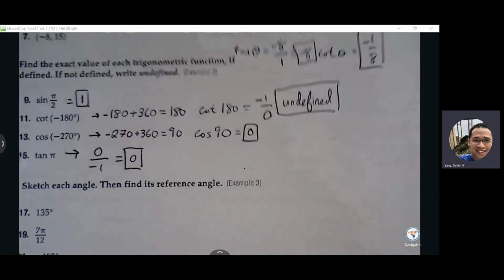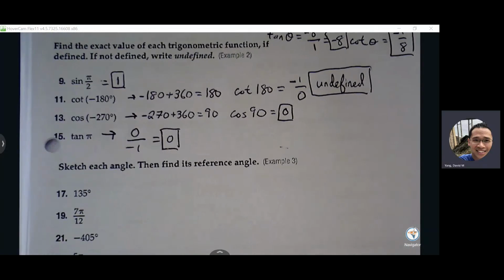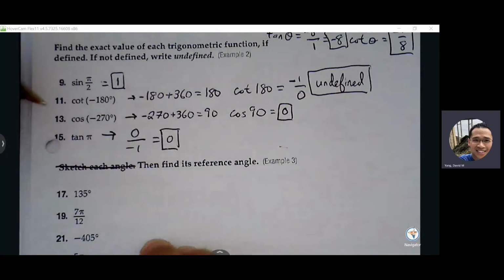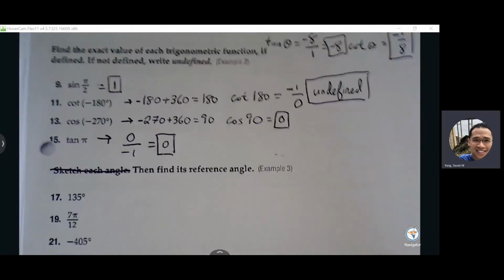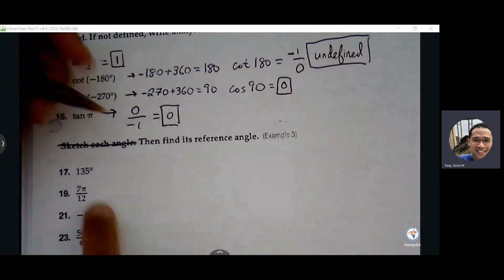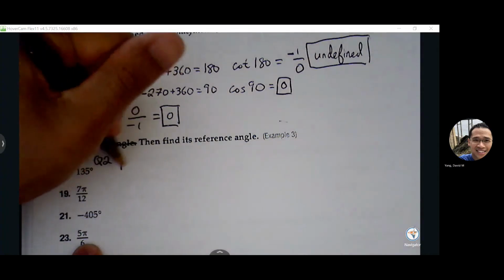Okay, let's just do 2 more here. Let's do 17 and 19, okay? 17 says, okay, let's not worry about sketching each angle. Let's just find the reference angle just for practice purposes, okay? 135, find the reference angle. Which quadrant is 135 in? Quadrant 2, you know you have to involve 180.